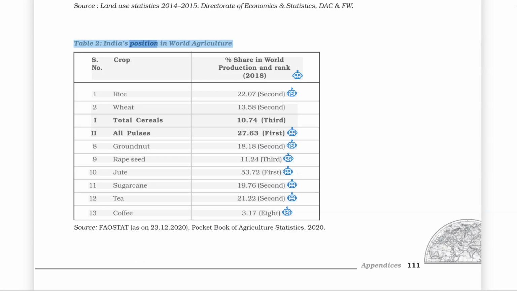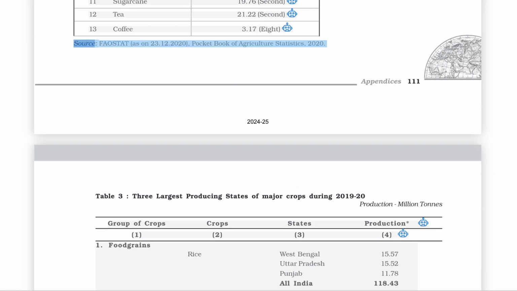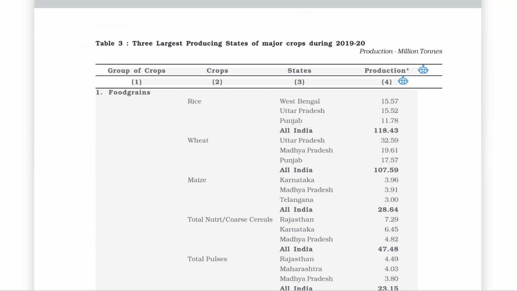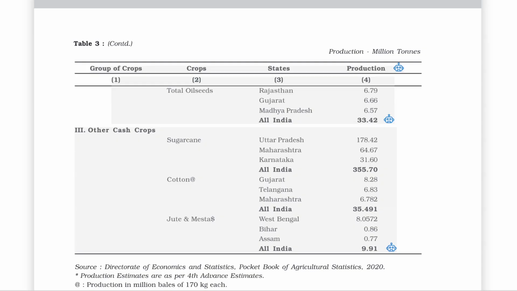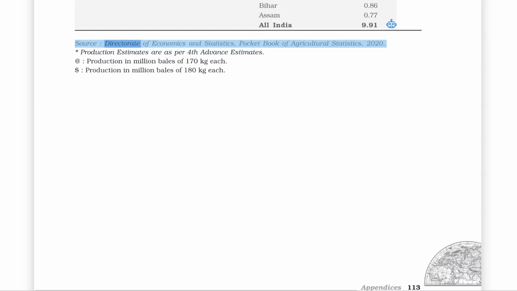Table 2. India's Position in World Agriculture. Source, FAOSTAT as on December 23, 2020, Pocketbook of Agriculture Statistics, 2020. India, People and Economy. Table 3. Three largest producing states of major crops during 2019 to 20 production, million tons. Source, Directorate of Economics and Statistics, Pocketbook of Agricultural Statistics, 2020.